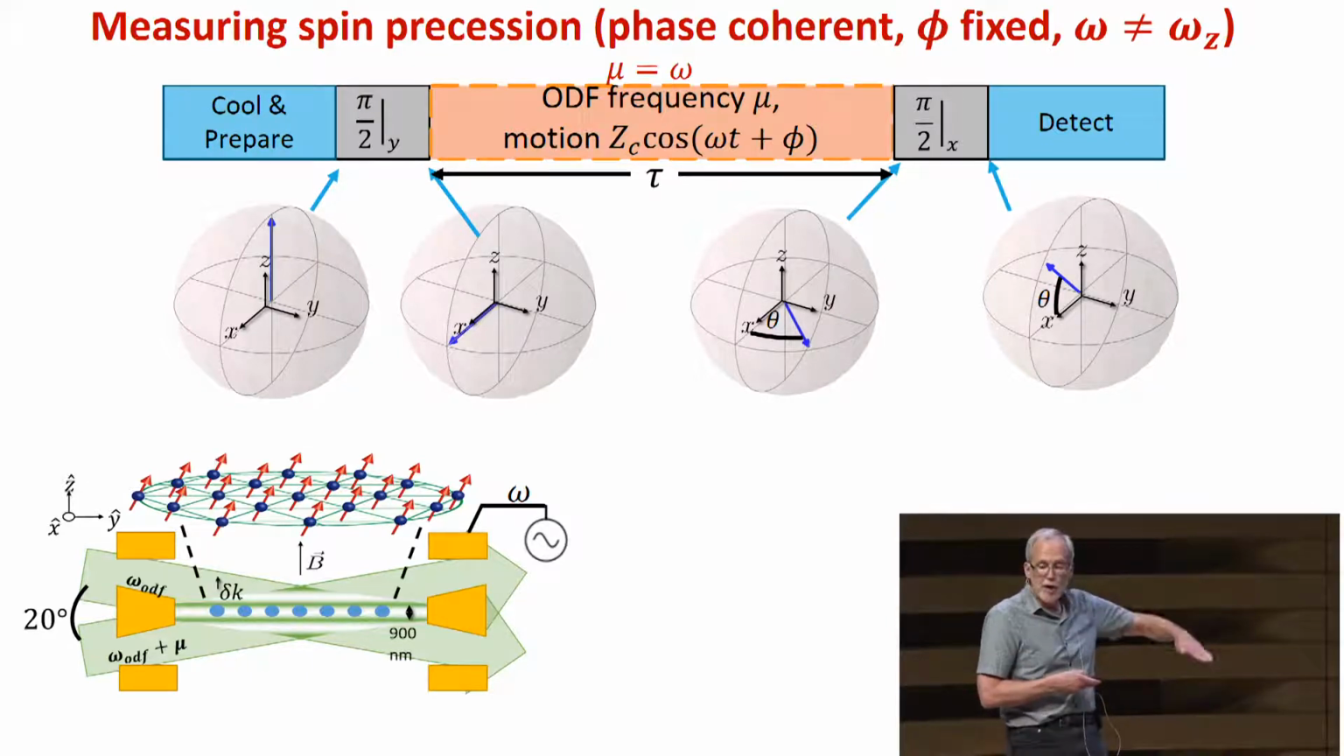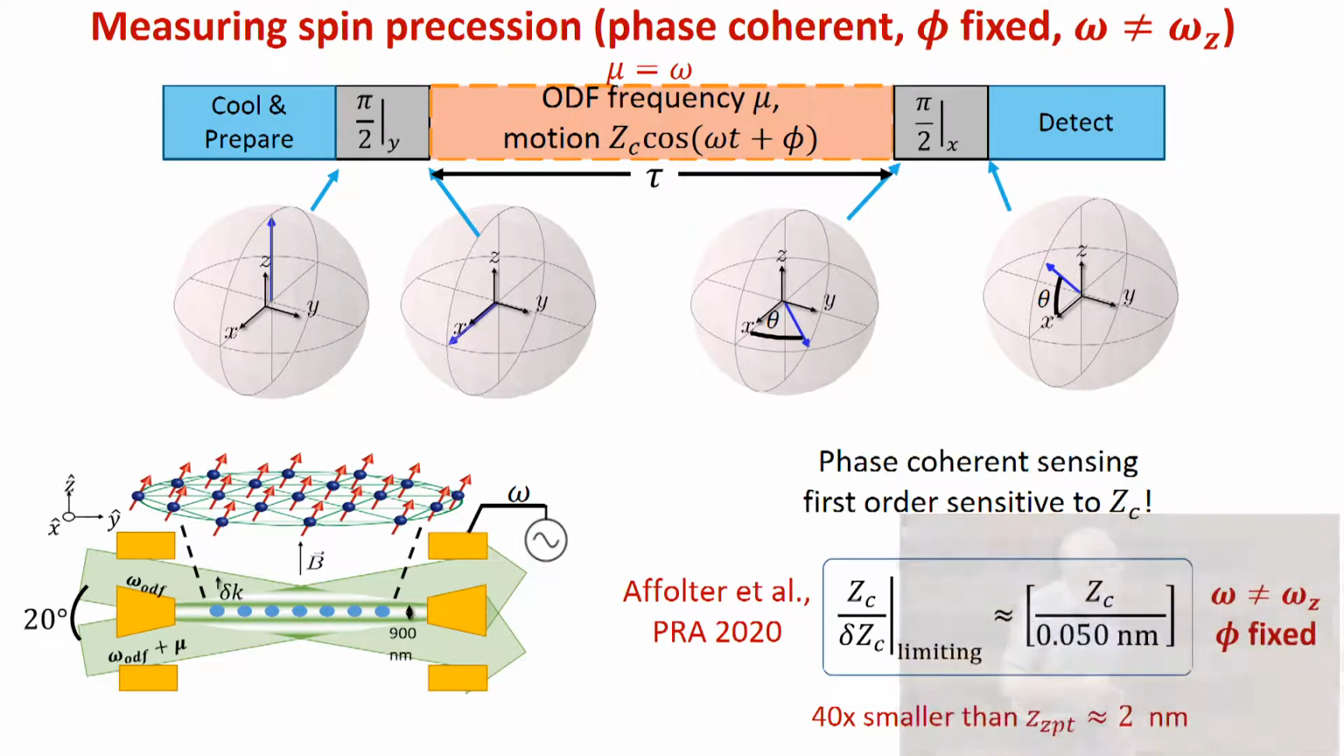So we can implement a known amplitude, measure the spin precession, and then repeat this experiment many times. And from this, we can answer the question, what's the signal to noise with which we can measure a given amplitude? And the answer is here. In one measurement, we can measure this off-resonant oscillation of 50 picometers.